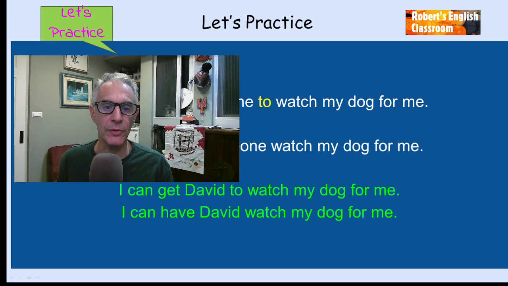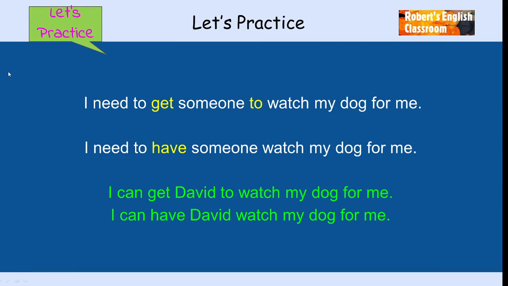All right, so let's practice here. Let me get rid of myself here. All right, so one more time here. Let's start from the first part. I need to get someone to watch my dog for me. Again, when we're using I need or I want, and get or have, you want to put the to there. All right, the to right there. I need to have someone watch my dog for me. Okay, same meaning, just a little bit different grammar and two different words.